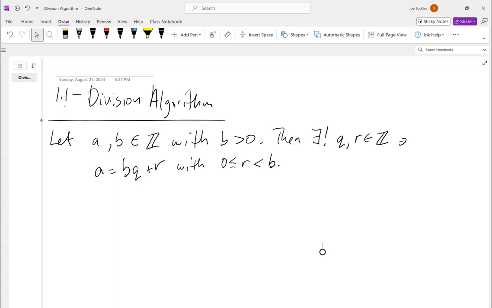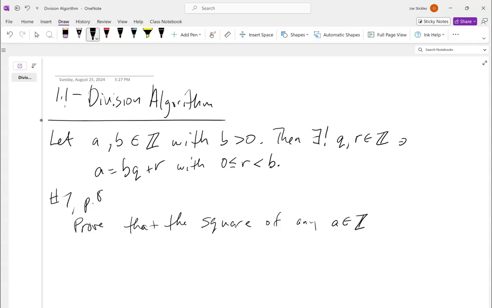number 7. This is number 7 on page 8 in the book. I'll write down what it is. Number 7 says that we want to prove that the square of any integer is of the form 3k or 3k plus 1 for some integer k.